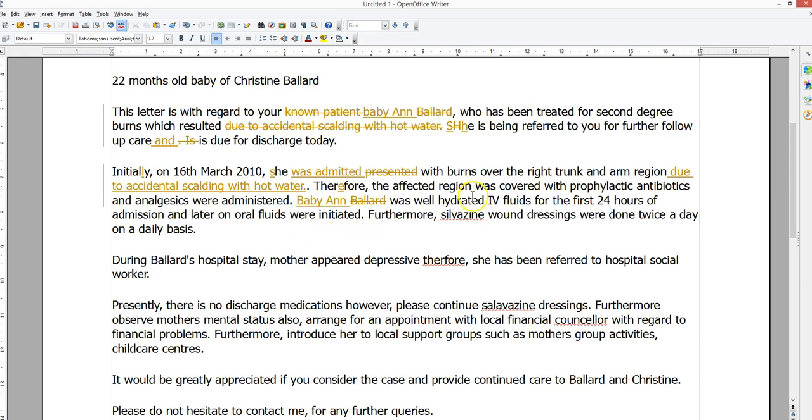Was well hydrated with intravenous fluids for 20 hours, and later on oral fluids were initiated. Furthermore, now, can you do a dressing or don't you apply a dressing? Make sure you have a suitable verb. Wound dressings were applied twice a day on a daily basis. Well, twice a day, so obviously it's on a daily basis. So that's kind of repetition or tautology. Twice a day on a daily basis. In other words, twice a day.